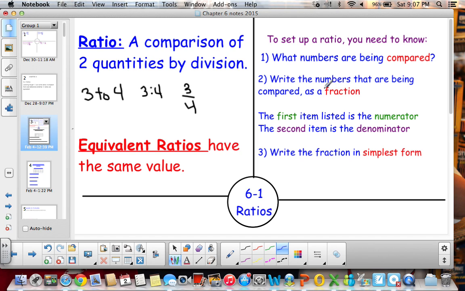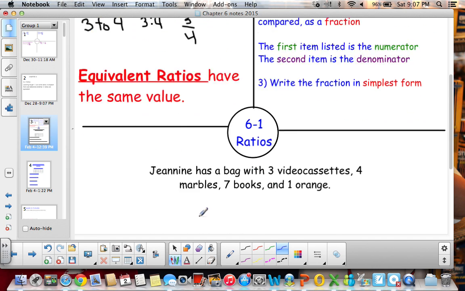To set up a ratio, we need to know what numbers are being compared. We need to write the numbers that are being compared as a fraction. The first item listed is the numerator. The second item is the denominator. And then we always write the fraction in simplest form.